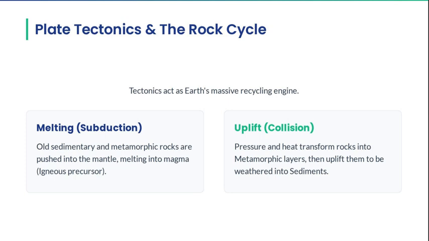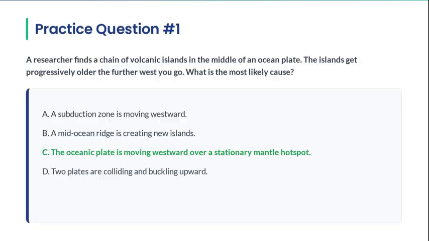Okay, so we can talk about the rock cycle with melting, which is subduction, where old sedimentary and metamorphic rocks are pushed into the mantle, melting into magma, and that's what the igneous precursor is. And then we have uplift, which is collision, where pressure and heat transforms rock into metamorphic layers, then uplifts them to be weathered into sediments. This is the Earth's massive recycling engine of the rock cycle. Next, we can move on to a practice problem.